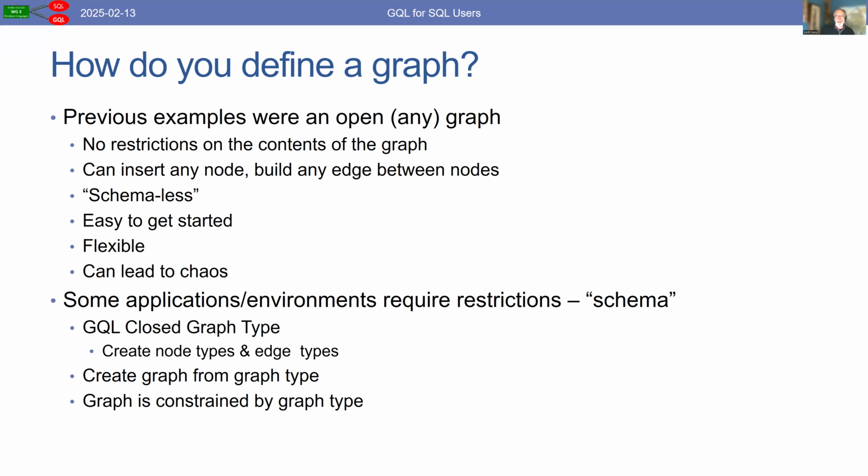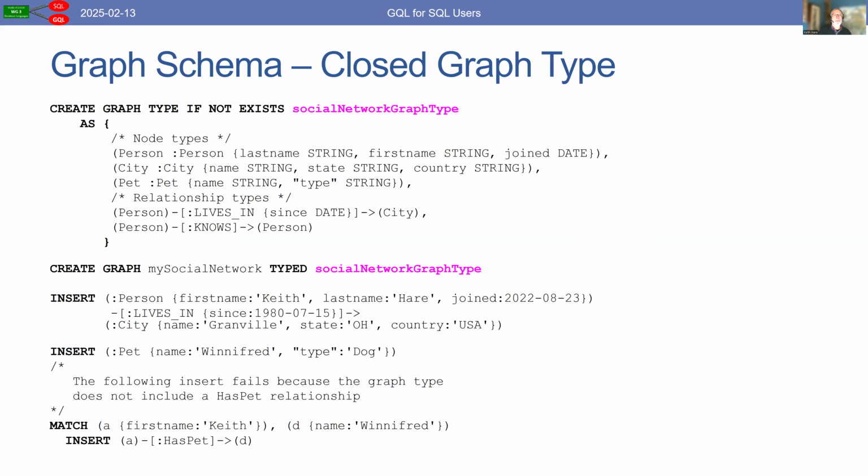However, some applications require restrictions, what's often called a schema. In GQL, this is called a closed graph type. And what you do is you create node types. You create a graph type with node types and edge types. And then you can create a graph from that graph type. And the graph is constrained by the graph type.